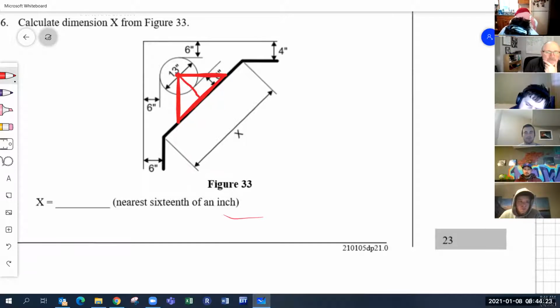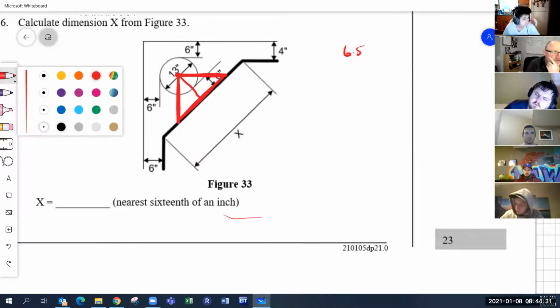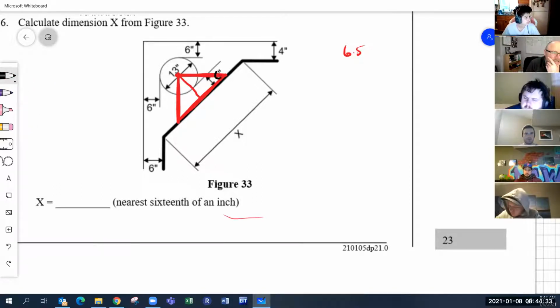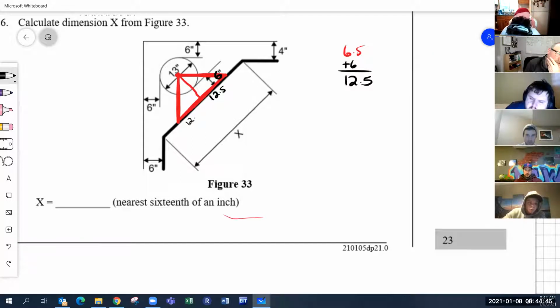So half of 13 is 6.5. So 6.5 plus 6, that's a 6 in there, everybody. If you can't see that 6, that's a 6. Plus 6 is 12.5. So each one of these lines is 12.5, 12.5. So this measurement right in there is 25.